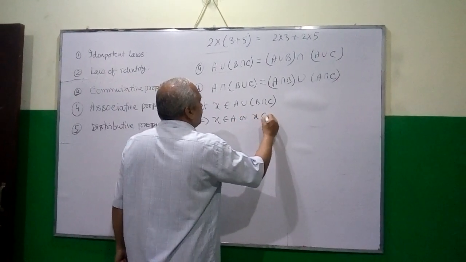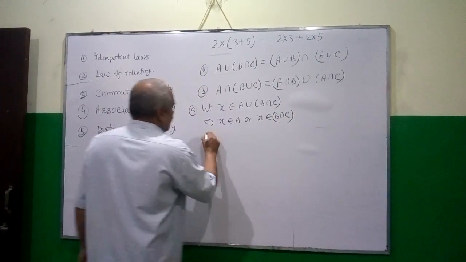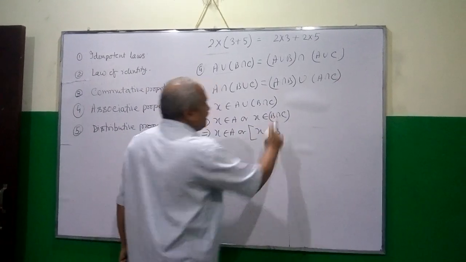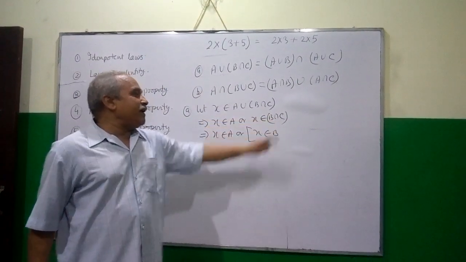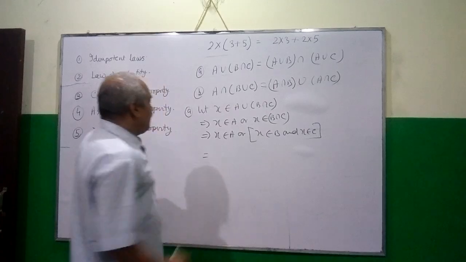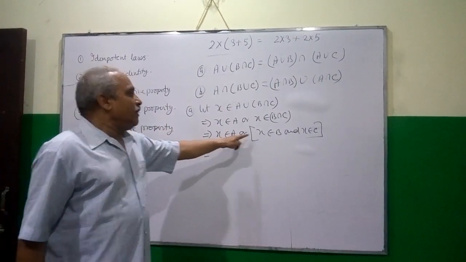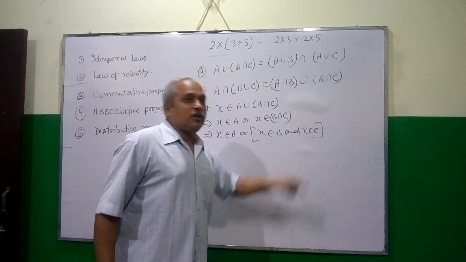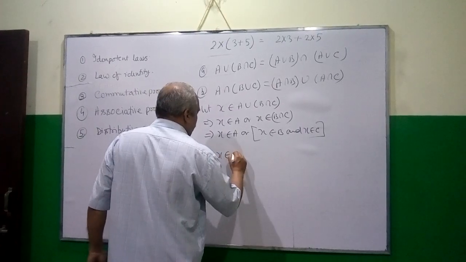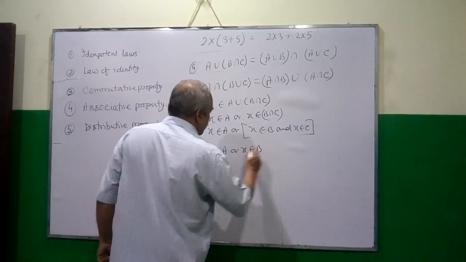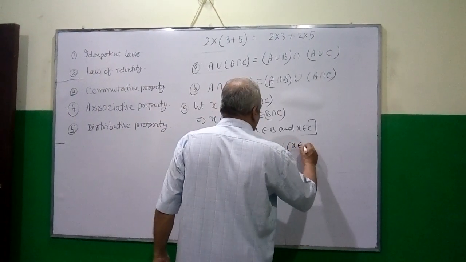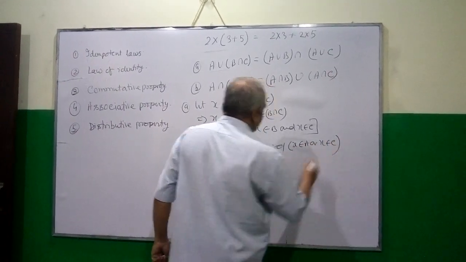x belongs to B intersection C. This implies x belongs to A or x belongs to B. Here is intersection, and for intersection we write and x belongs to C. Now you can see here x belongs to A or (B and C), which means x belongs to both B and C. Therefore, if we expand this, x will belong to A or x will belong to B, and x belongs to A or x belongs to C.